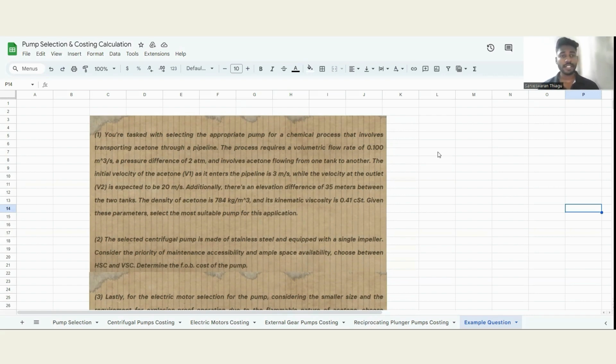So firstly, you're tasked with selecting the appropriate pump for a chemical process that involves transporting acetone through a pipeline. This process requires a volumetric flow rate of 0.1 meter cube per second, a pressure difference of 2 atms, and involves acetone flowing from one tank to another.